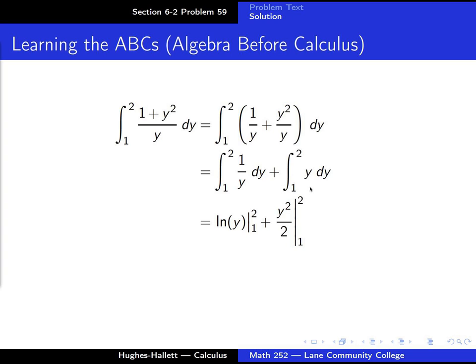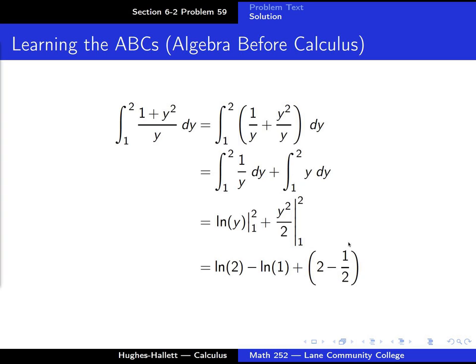Similarly, I know that an antiderivative for y is the quantity y squared over 2, and I can evaluate the definite integral by looking at y squared over 2, evaluate it at 2, evaluate it at 1, then take the difference of those two quantities. And so that's what I've written. And so down below I do that. First we have the natural log of 2 minus the natural log of 1, and then we have y squared over 2 evaluated at 2 and evaluated at 1.